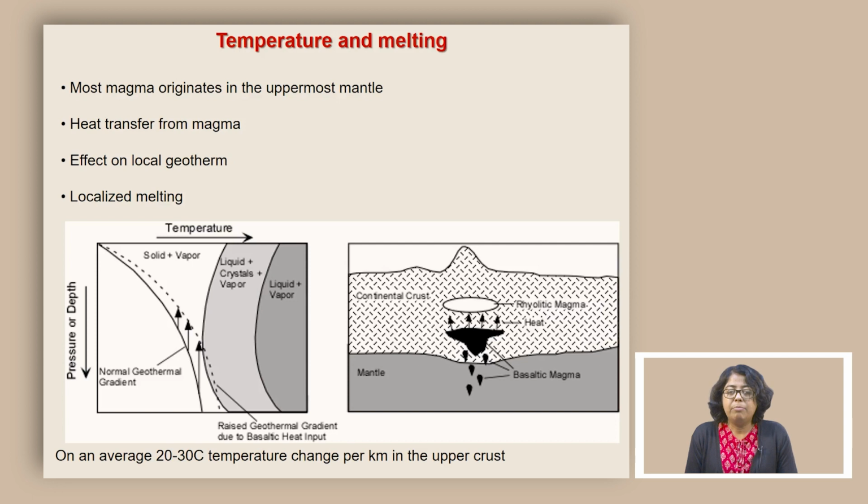So, as I mentioned, melting is controlled by temperature, pressure and liquids. So, we are going to talk about each of these factors sequentially. So, temperature, we know that with increasing temperature, solids have a tendency of melting, and from other observations, it has been reliably established that most of the magma originate in the uppermost mantle.